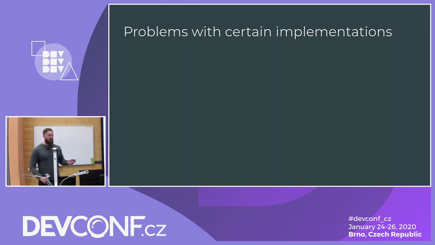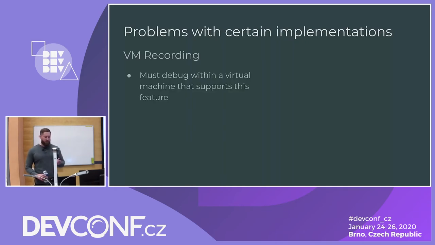So nothing is perfect. There are always problems with some of the implementations that exist. I'll go through some of them. I touched on them a little bit already, but with VM recording, you have to debug within a virtual machine that actually supports the feature. There's not a lot that exists, and I think the ones that do, you have to pay for. Like I said, even VMware Workstation took the feature out, so there's not really much that supports it anyway.